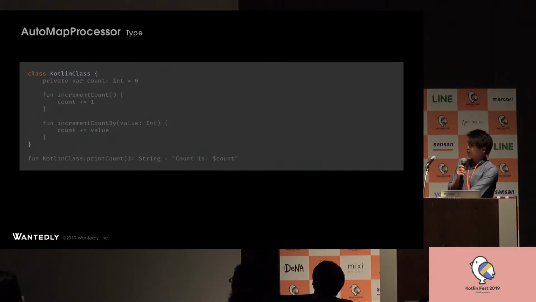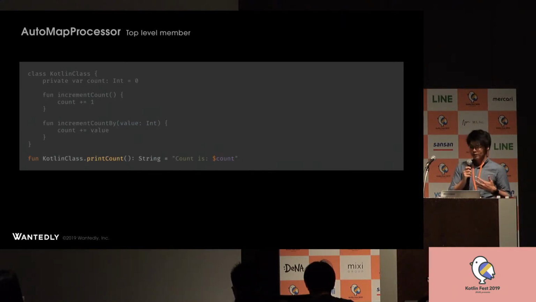This is a class in Kotlin, or sometimes referred to as a type. A type can also be an interface, an annotation, a primitive, or an enum. Each type can have members, and members can be variables or functions. Each function can have 0 or more parameters. And in Kotlin, there's also a top-level member, which is a function that is not declared inside any class. For example, extension function.